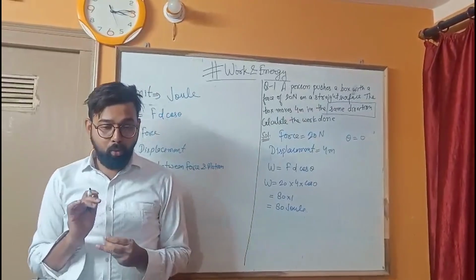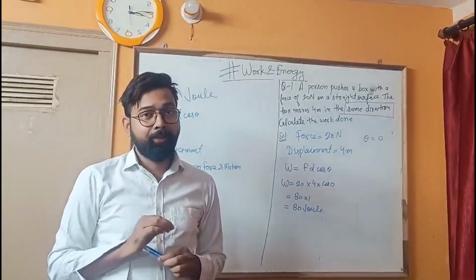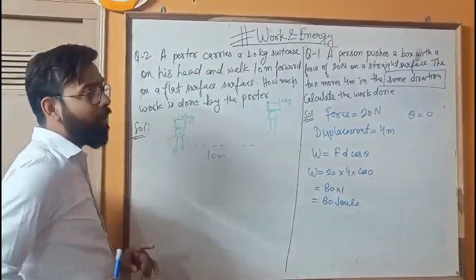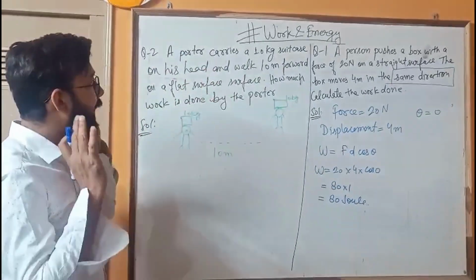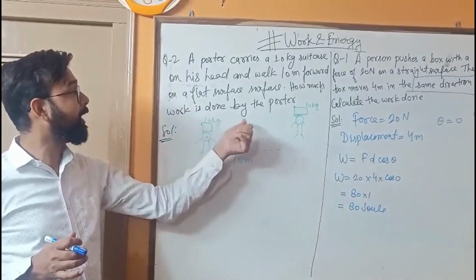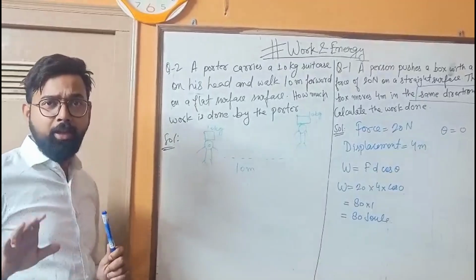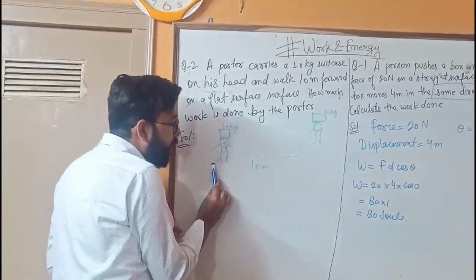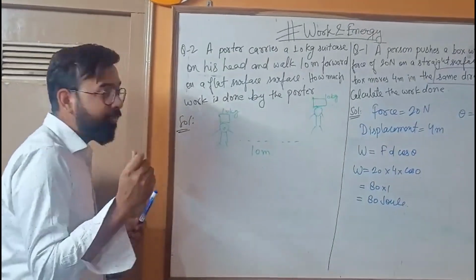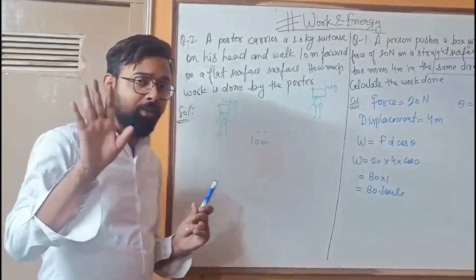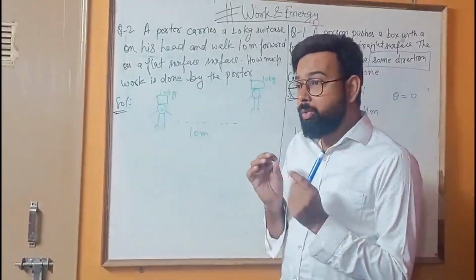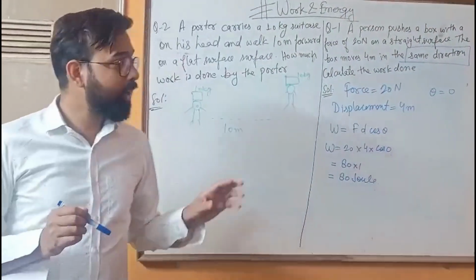Now I am going to do one more question with an angle. So we are going to do the second question. A porter carries a bag of 10 kilogram on his head and walks 10 meter forward. We have to find the work done by the porter. Okay, so what is the force here? This porter, our cute fellow porter, is carrying this bag of 10 kilogram. So what is the force he is applying? We know from the first chapter, motion, that when you are carrying something, you are applying a force that is equal to the weight of the object.